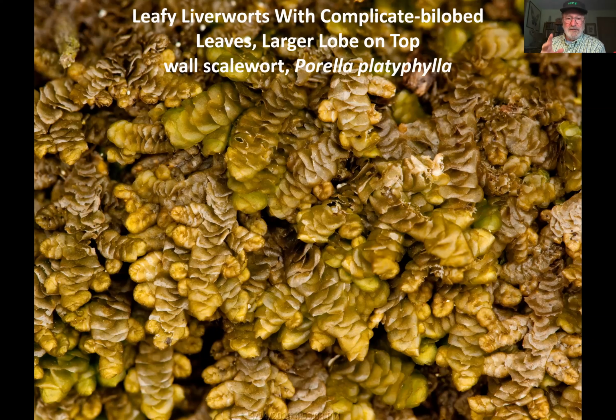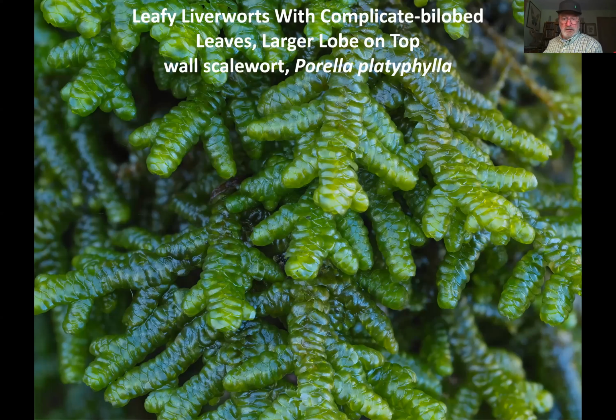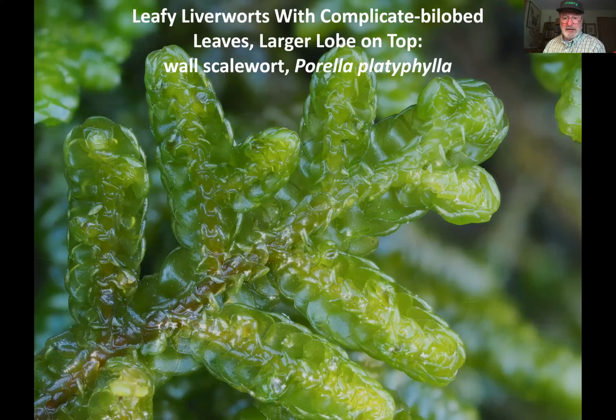And this is a leafy liverwort with complicated bilobed leaves with a smaller lobe on the bottom. Here's a prettier picture of Porella growing on a tree in a calcareous woodland. And the undersurface of Porella is really striking. Not only is it complicated bilobed, but it has really big underleaves, and the leaves are decurrent with the little bases moving along the stem. It's such a convoluted and intricate affair. It reminds me of something that the artist M.C. Escher would conjure up.